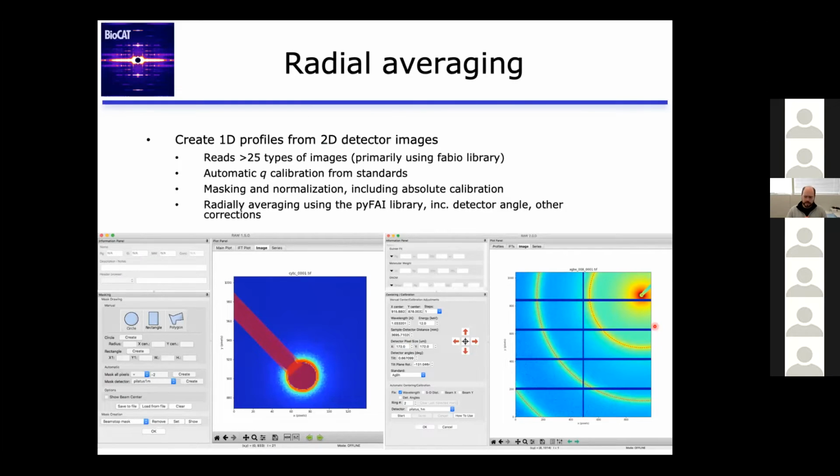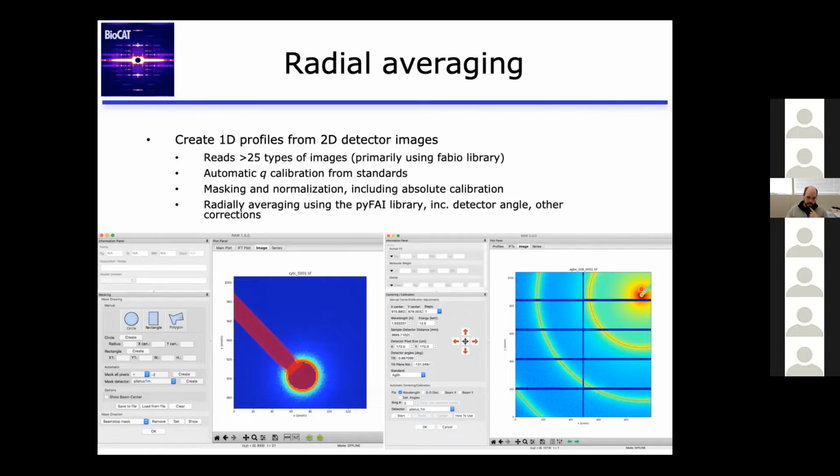So the first step in your data analysis, particularly if you have a home source, if you go to a beamline, this is usually done for you these days, is you're going to collect data as two-dimensional images. So you need to reduce that from these 2D detector images into one-dimensional profiles. And so RAW provides the capability for doing that.